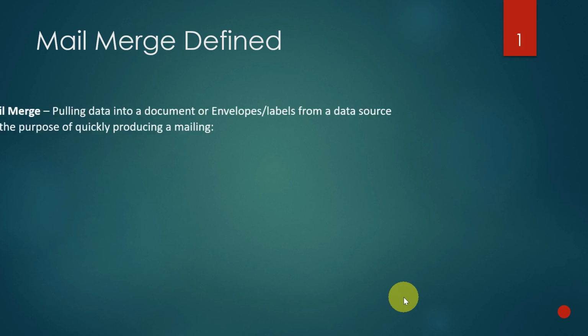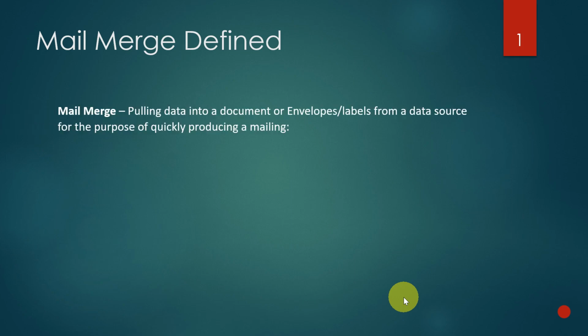So I'm going to go ahead and first define mail merge. Mail merge is pulling data into a document, or envelopes and labels, from the data source for the purposes of quickly producing a mailing. So that's pretty much, in my own words, you're basically taking data from one place and pulling it into a Word document or labels so that you can send form letters, or envelopes and labels.